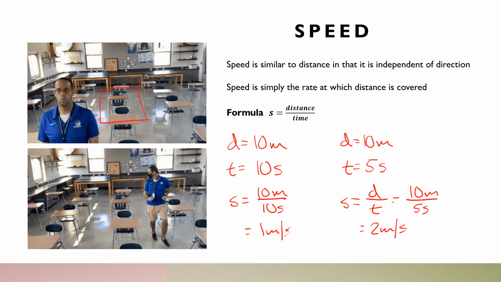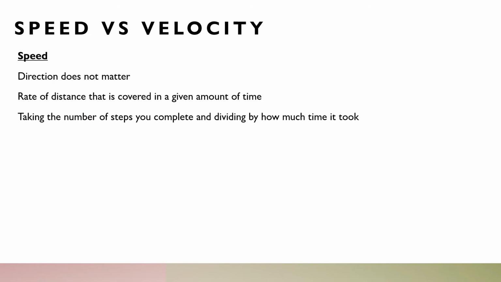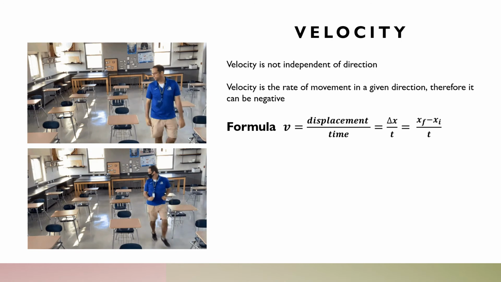How far did you go? How long did it take you to get there? So with speed, direction doesn't matter. Again, it's a rate of distance covered in a given amount of time. So it's kind of like taking the number of steps you complete and dividing by how much time it took to do it.